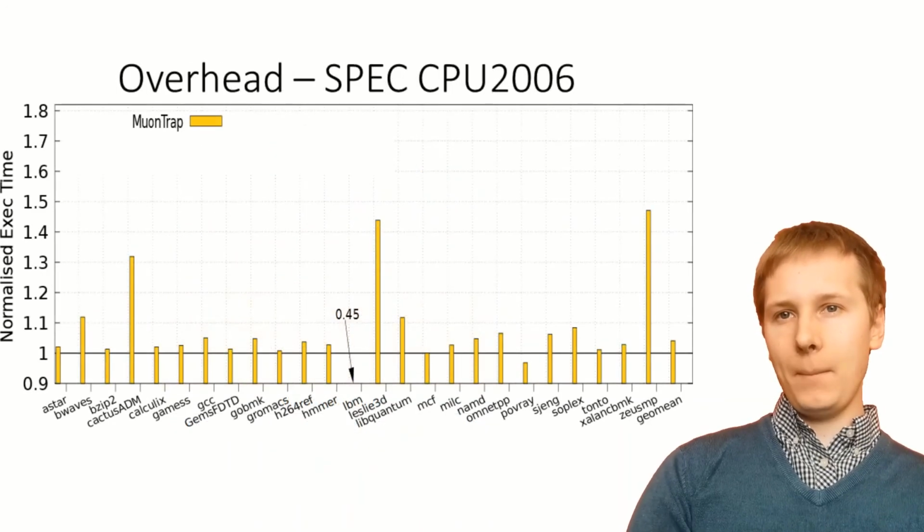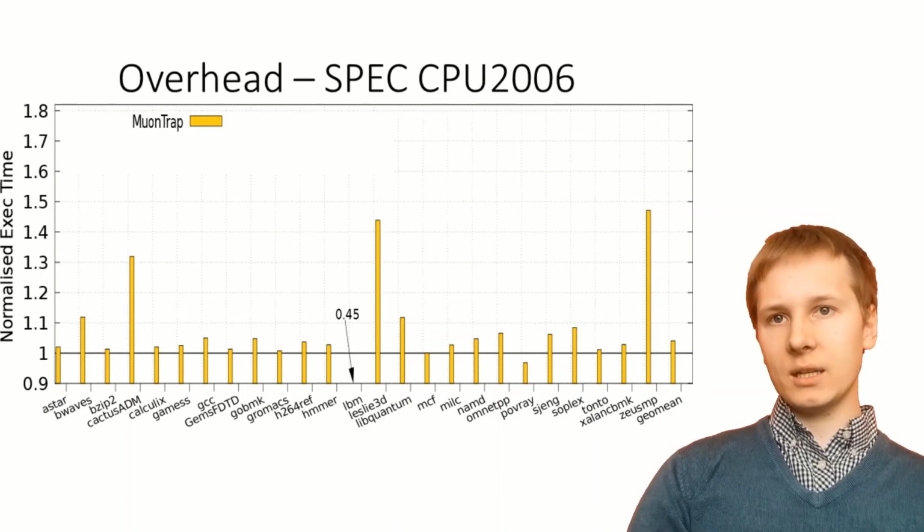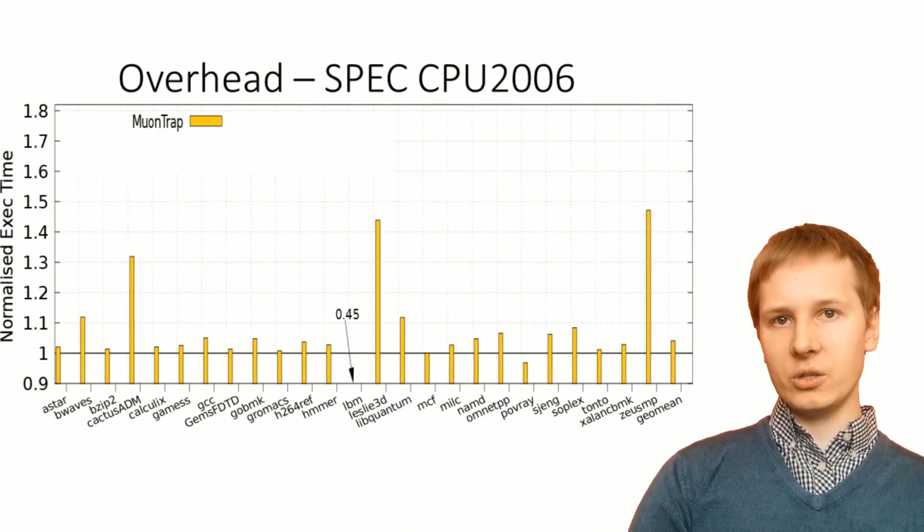We see here that MuonTrap causes 4% typical slowdown on Spec-2006. LBM is sped up significantly because the in-order prefetching mechanism is easier to pick up for this workload than the standard out-of-order prefetcher, whereas other workloads such as Cactus ADM, Leslie 3D and Zeus MP suffer from the cost of the various mitigations, which we will consider in more detail shortly.